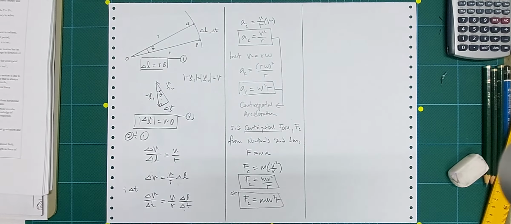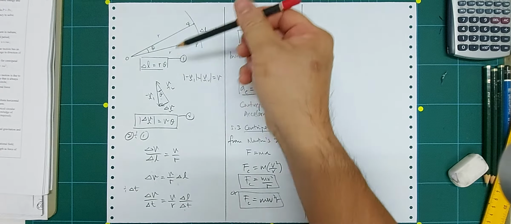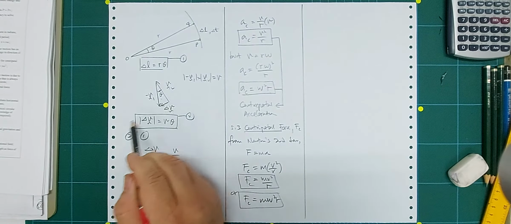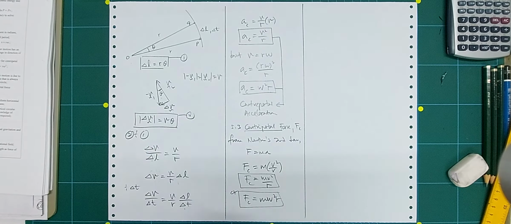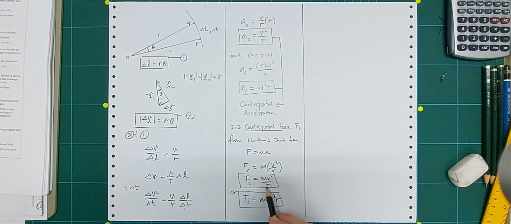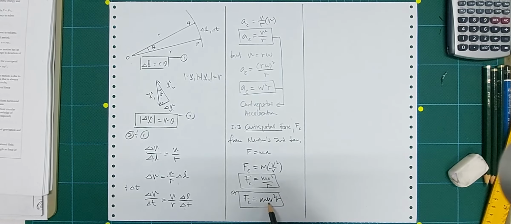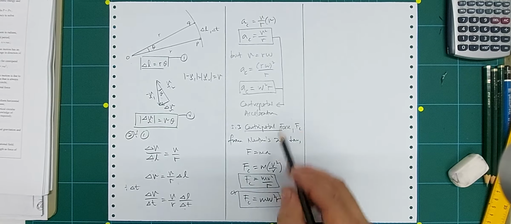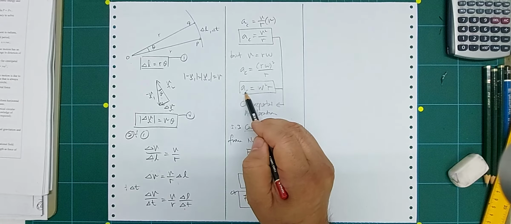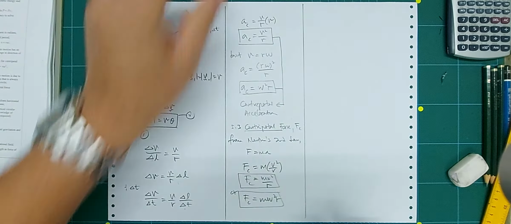Since your centripetal acceleration is pointing towards the center O, your centripetal force does the same thing, because these are vectors. These are scalar, scalar, scalar. So the only vector that you have is this one. The force always follows the direction of your acceleration. So that is our centripetal force.